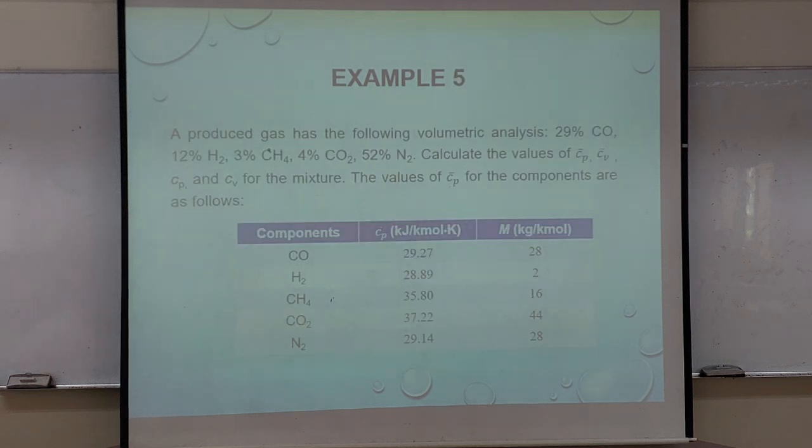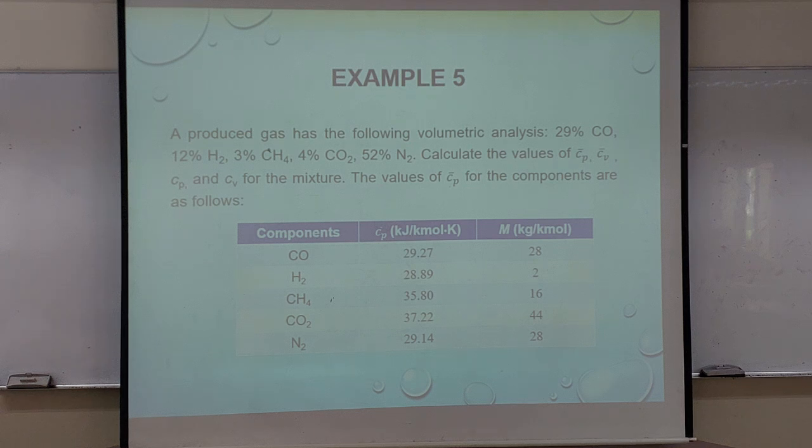Okay, let's look at example 5 here. A produced gas has the following volumetric analysis: 29% CO, 12% H2, 3% CH4, 4% CO2, and 52% N2. This one is actually nothing much. It's just practice training you for the calculation.